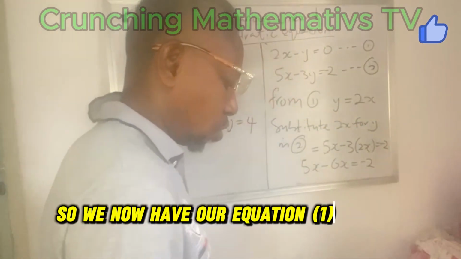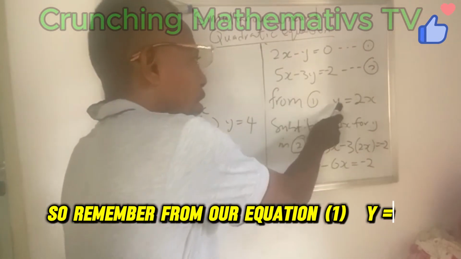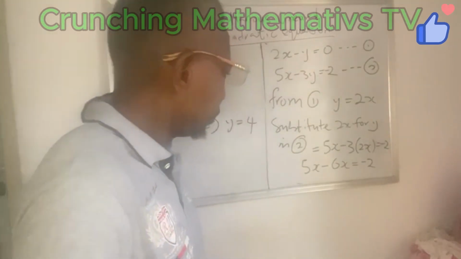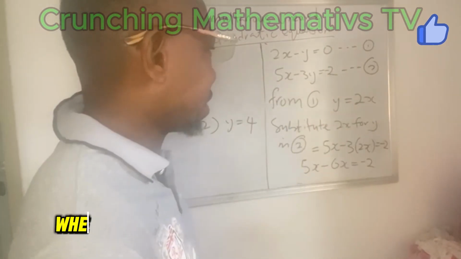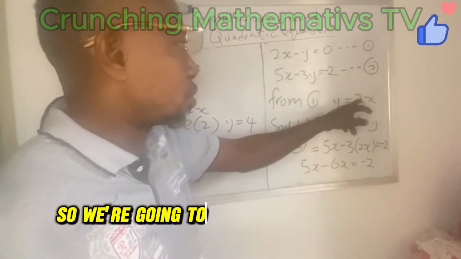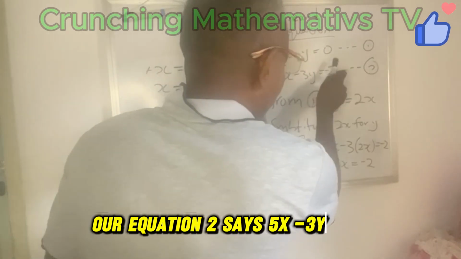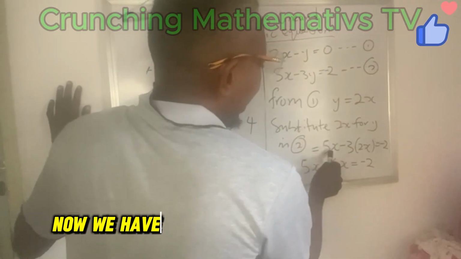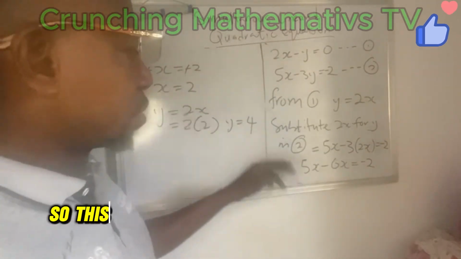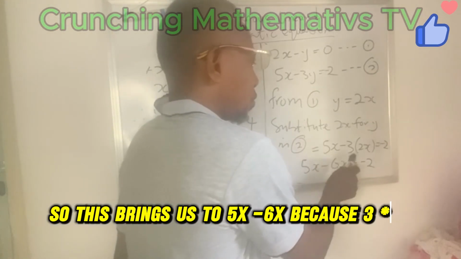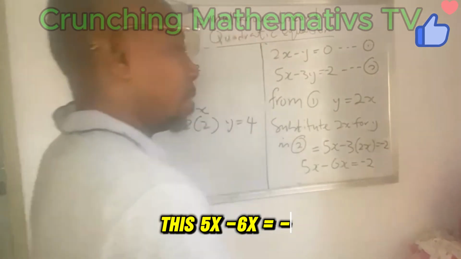So we now have our equation 1 and we have our equation 2. So remember from our equation 1, y is equal to 2x, right? Now let's substitute 2x for y in equation 2. This is our equation 2 here. So we're going to substitute 2x for y in our equation 2. Our equation 2 says 5x minus 3y is equal to minus 2. Now we have 5x minus 3 times 2x is equal to minus 2. So this brings us to 5x minus 6x, because 3 times 2 will give us 6. This 5x minus 6x equals minus 2.